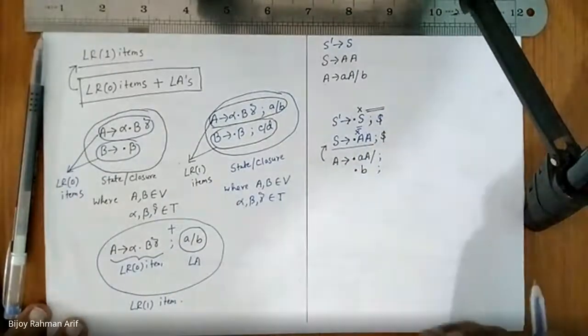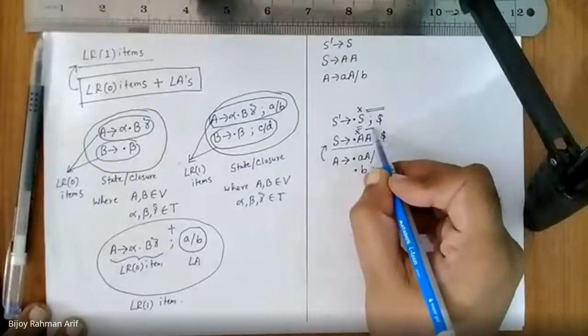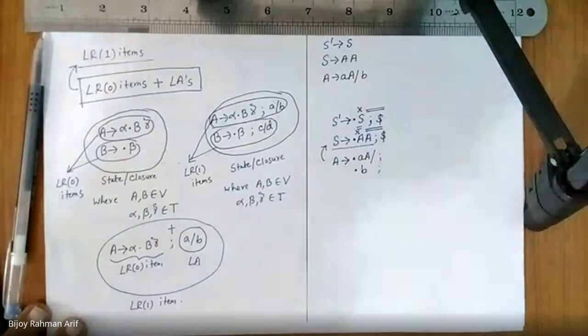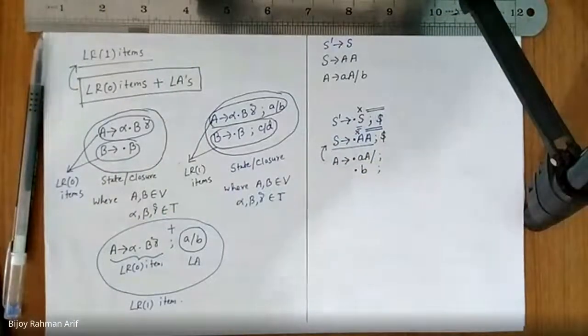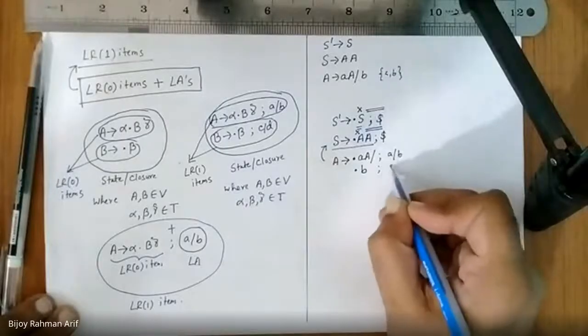What is just after A? Don't say only A, say the whole thing: capital A, semicolon, dollar. So you will find first of this entire part. So what is first of this? First of A, and which is that? It is nothing but a comma b. So the lookahead would be a comma b.